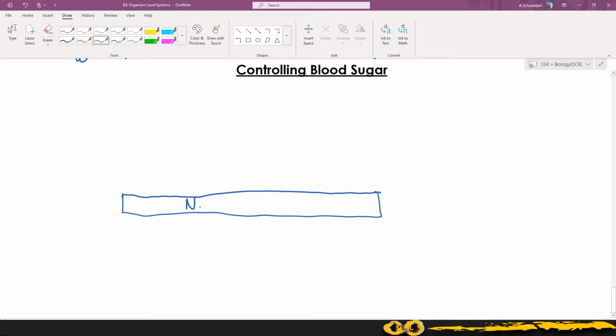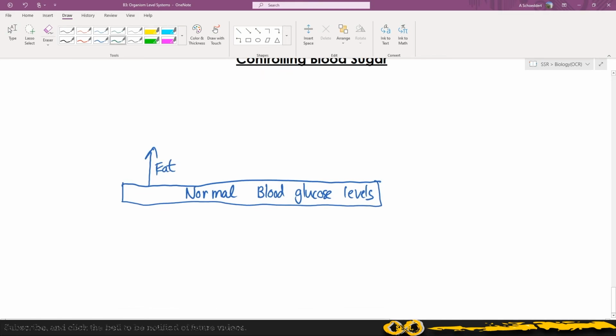In the middle, we will put our normal blood glucose levels. And if you eat something, for example, then you're going to increase those levels. And that will be detected by the pancreas. So the pancreas has detected an increase, and what the pancreas is going to do is it's going to release insulin.